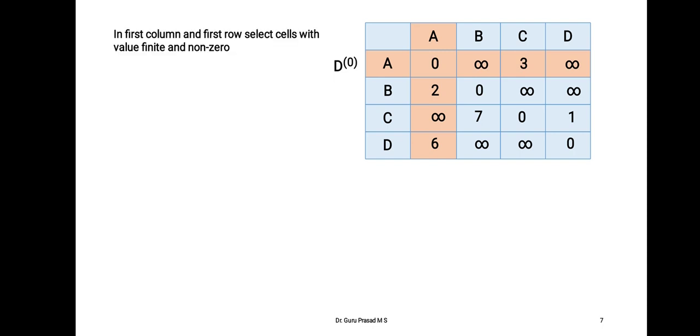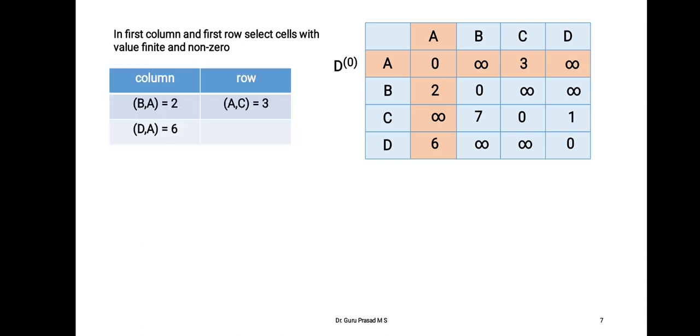In the first column and first row, you have to select the cells with values that are finite and non-zero. You do not have to select the values 0 and infinity. On the column side, there are two cells with finite, non-zero values: b comma a equal to 2 and d comma a equal to 6. In the row, there is only one finite, non-zero value, at cell position a comma c equal to 3.